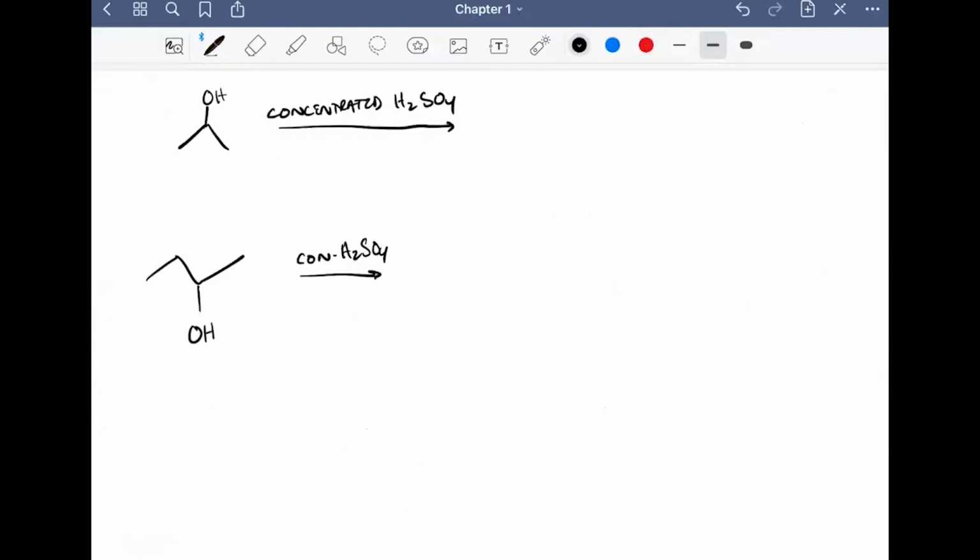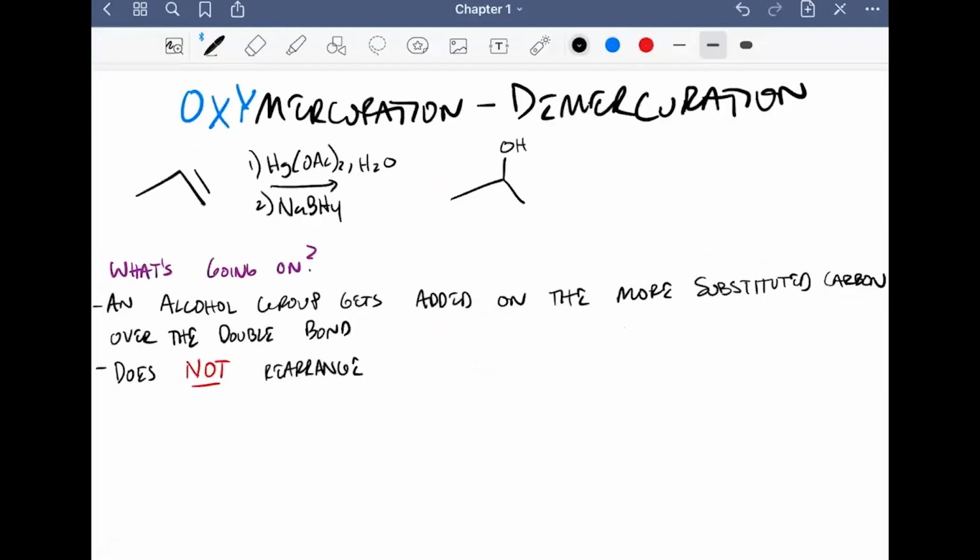So one thing that we did before, if you guys remember from the substitution and elimination chapter, is concentrated H2SO4 instead of dilute H2SO4. So concentrated H2SO4, we already start with an alcohol, but that will form into an alkene. So that's a big deal. So same thing for this one. It goes on the more substituted carbon. So that's how you can go. That's the difference between dilute H2SO4 and concentrated H2SO4. So this is the one that cannot rearrange.